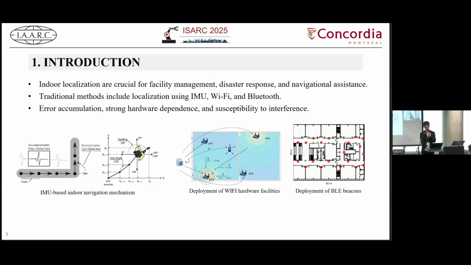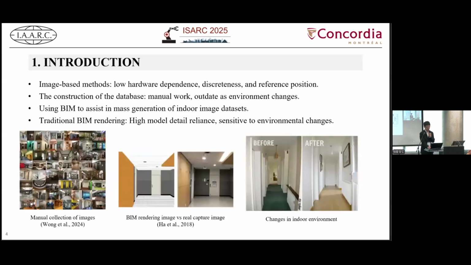Indoor localization is critical for applications like facility management, disaster response, and navigational assistance. Traditional methods include IMUs, Wi-Fi, or Bluetooth, but these methods often suffer from issues like error accumulation, heavy dependence on the hardware, and sensitivity to environmental changes.